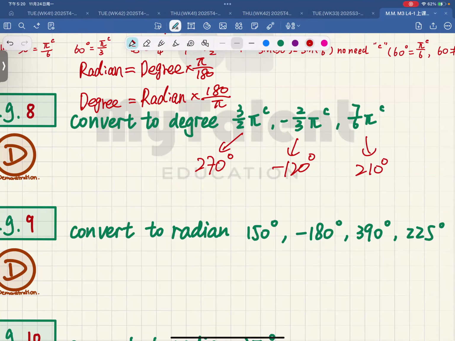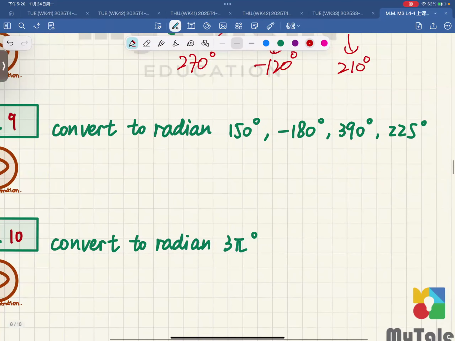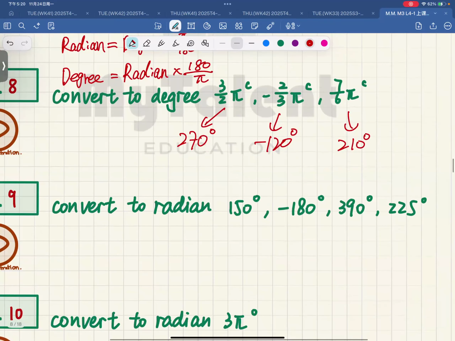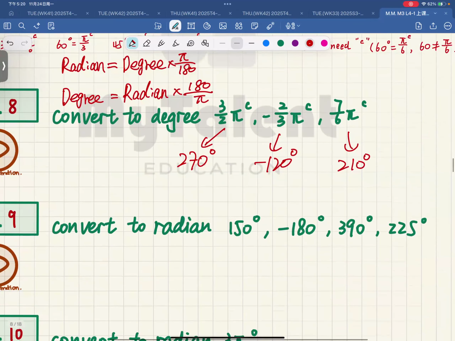Now, next one, convert to radian, okay? So when we convert to radian, we have a degree, right? We want to convert to radian, okay? So degree times pi over 180 is equal to radian. So 150 times pi over 180. Use the same technique.